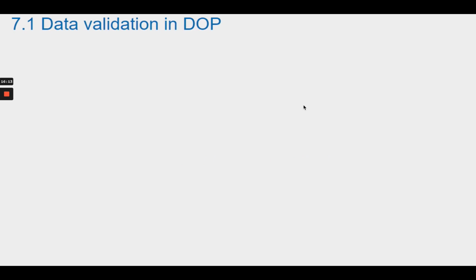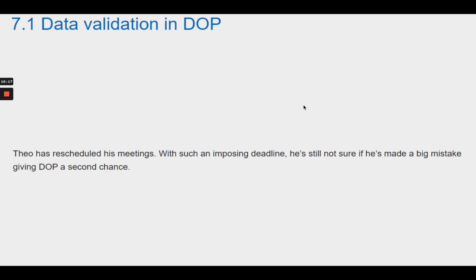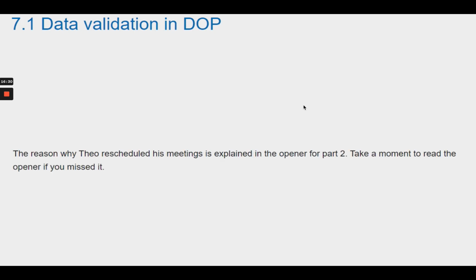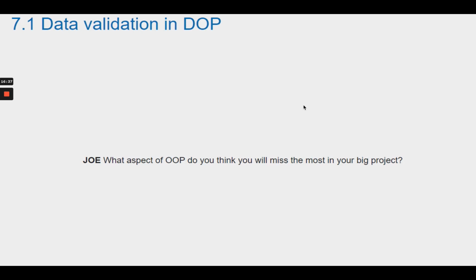Section 7.1. Data validation in DOP. Theo has rescheduled his meetings. With such an imposing deadline, he's still not sure if he's made a big mistake giving DOP a second chance. Note: the reason why Theo rescheduled his meetings is explained in the opener for Part 2. Take a moment to read the opener if you missed it. Joe: What aspect of OOP do you think you will miss the most in your big project? Theo: Data validation. Joe: Can you elaborate a bit?